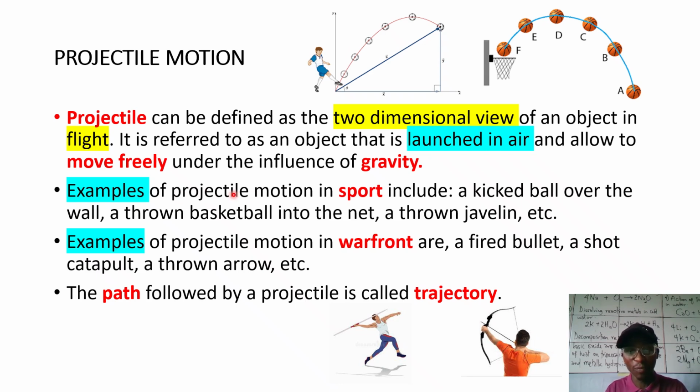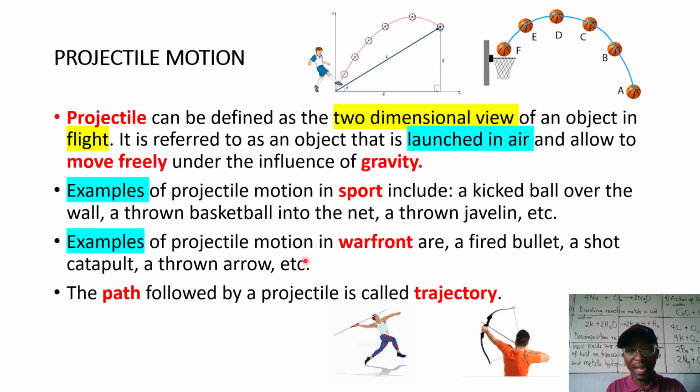We have examples of projectiles in sports, and a very good example in sport is a kicked ball, just like this boy that kicked the ball into the air. This is an example of a projectile. Or a thrown basketball into the net. We have a basketball here that is performing this parabolic motion that scientists refer to as projectile. The basketball is performing both the vertical motion and the horizontal motion simultaneously.